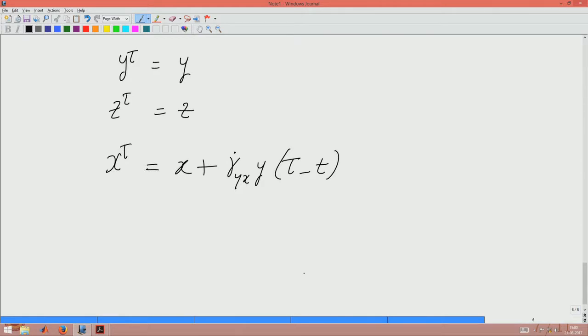Now, using this we can calculate the strain, and to calculate strain we usually use a variable which is called displacement.